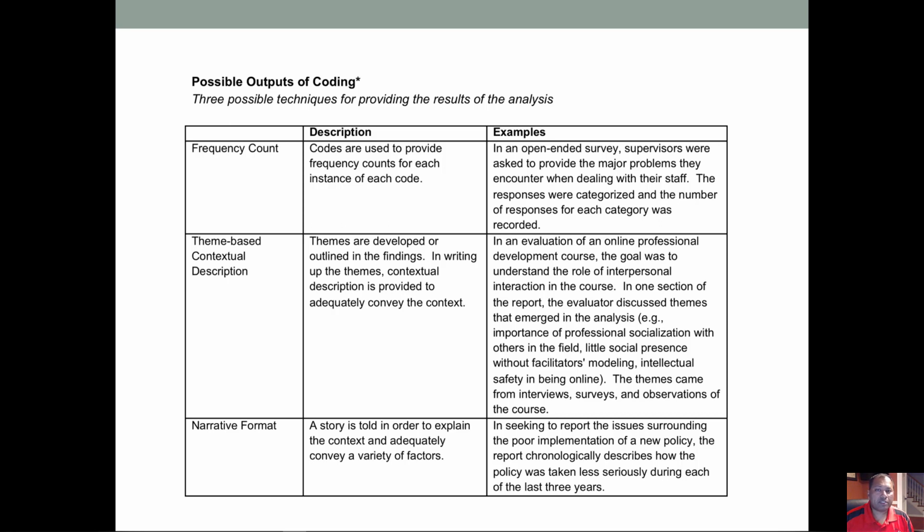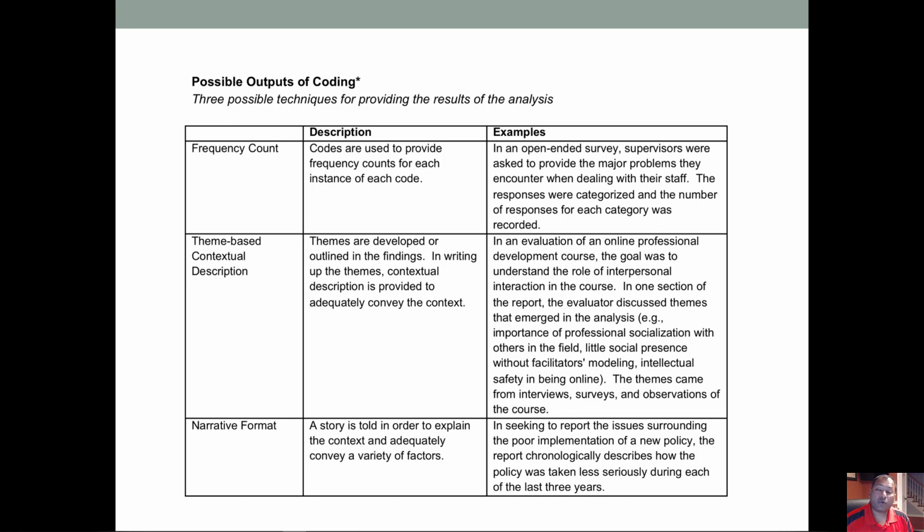Now you're seeing the three possible techniques for providing results. So now that we have taken the qualitative data and we have coded it and categorized it, and then we get into the analysis, how do we convey our findings? There are three different ways in which we can do that. The frequency count is the first one, and that is very basic.